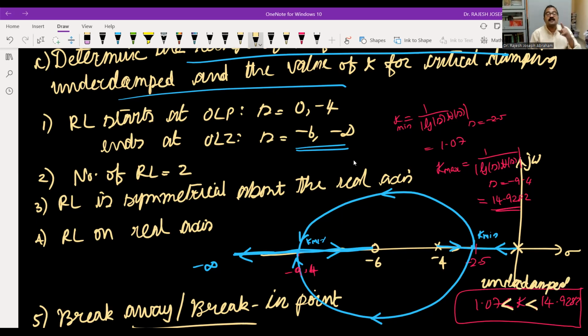And what is the value of K at which the system is critically damped? Obvious. When K is equal to 1.07 and when K is equal to 14.928. Okay, the system will be critically damped. Okay, so this is how to plot the root locus and get the salient points out of the root locus. I hope it is clear to all. So we'll stop here. Thank you.